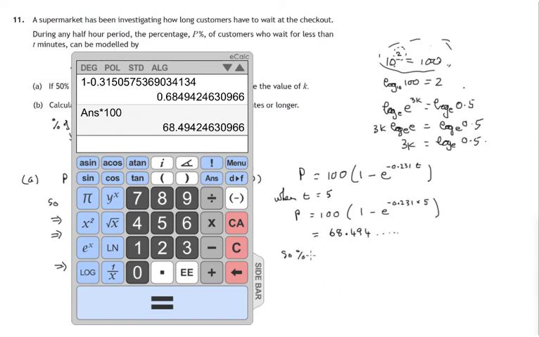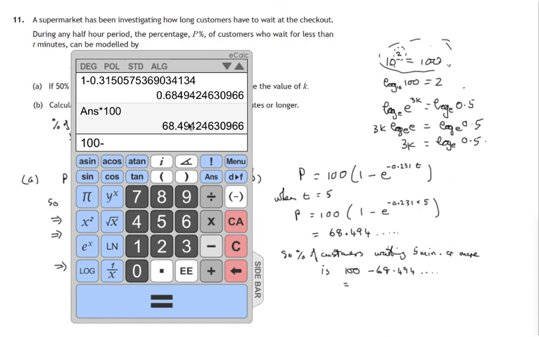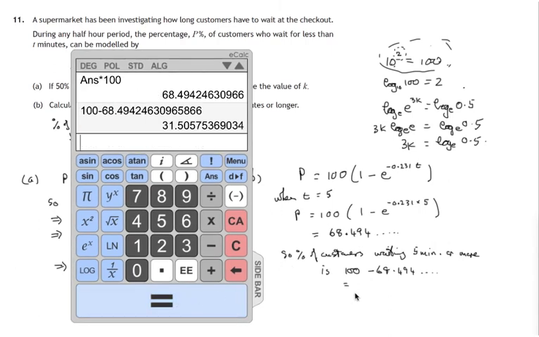Sorry, did I say 5 minutes or less? Less than 5 minutes. That's the percentage of customers. So those waiting 5 minutes or more would be 100, that's all of them, 100% minus this percentage. So waiting 5 minutes or more is 100 minus 68.494, etc. So into this calculator then, let's do 100 minus that number there, giving me 31.50.